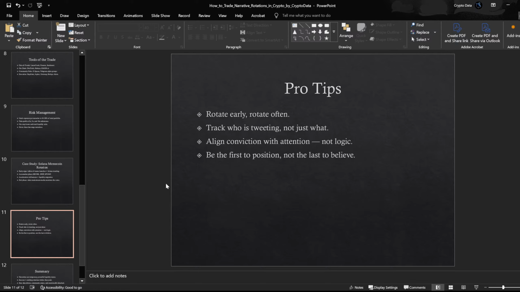And then be the first to position, not the last to believe. So don't take a lot of time. If something is popping off and you're seeing the attention flow to it and the money flow to it, then get in quickly. Don't try to wait until it's over 100 mil, 200 mil to believe that the token's going to go much higher. So always look and always be able to act accordingly.